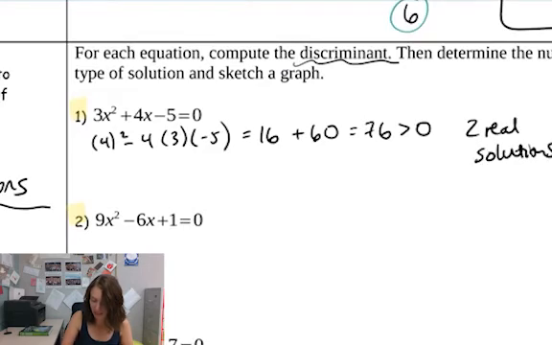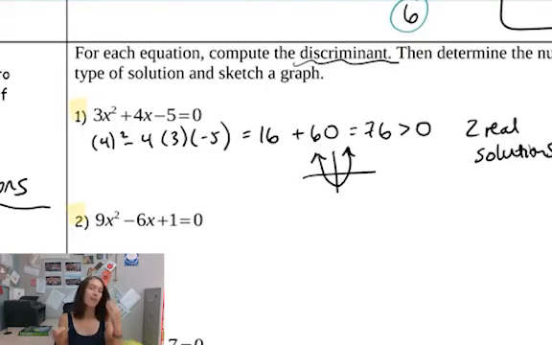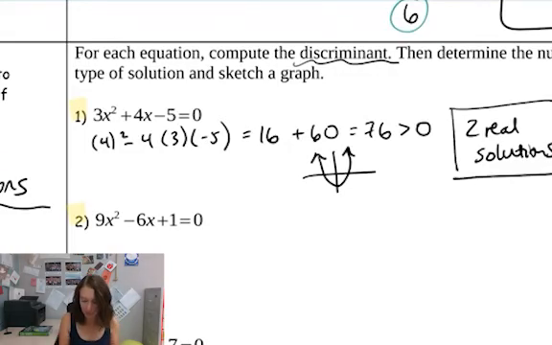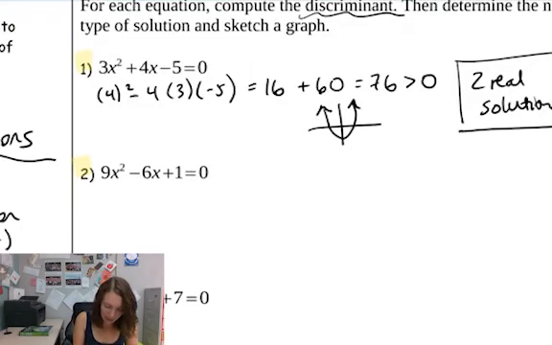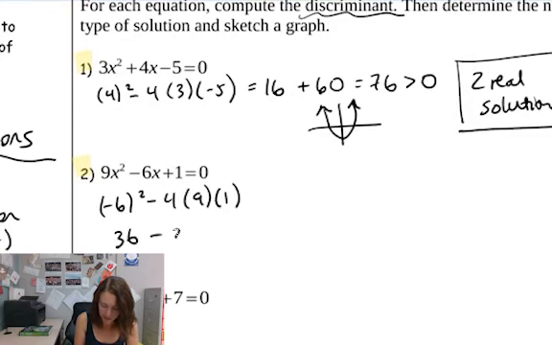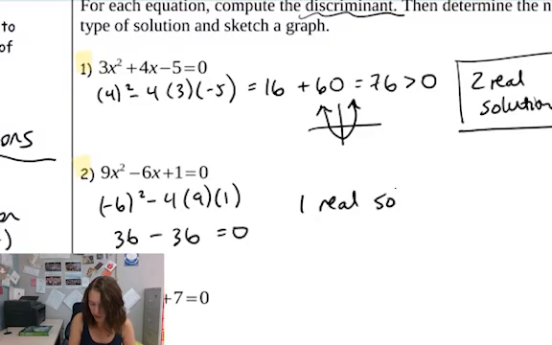And they wanted me to sketch a graph of what that looks like. And it's going to be a really rough graph. It's going to be something like this. So I'm going to have my equation crossing the x-axis in 2 real places. The next one, b squared minus 4ac, I get 36 minus 36, which equals 0. So I have 1 real solution.